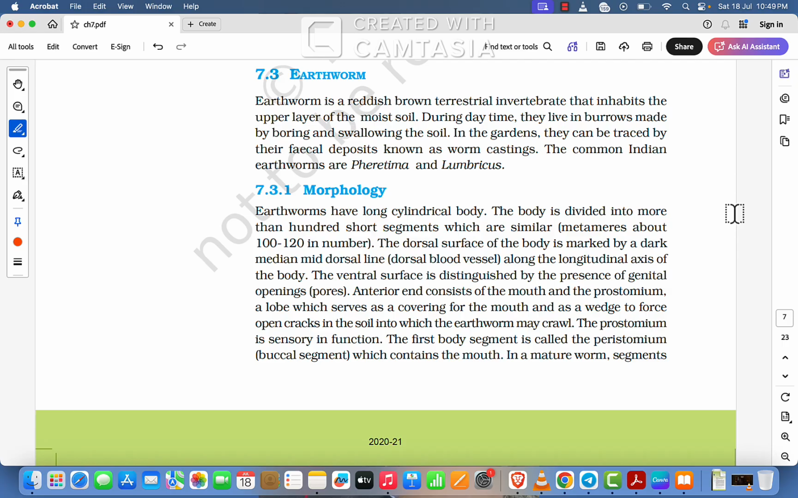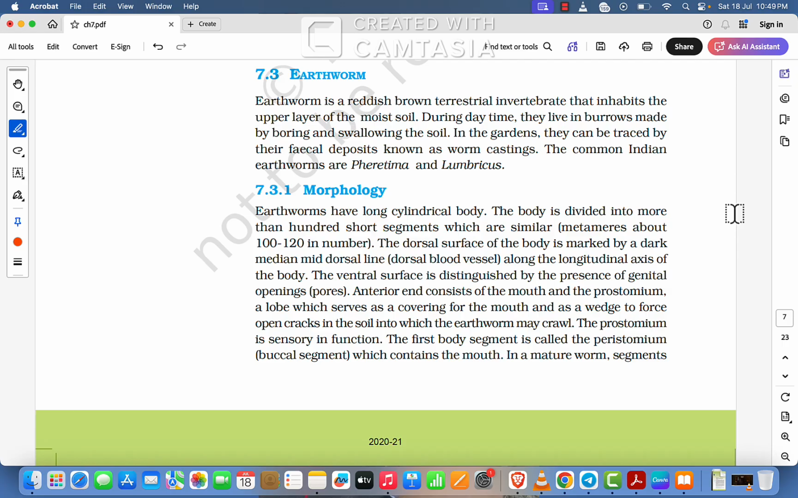The common Indian earthworms, Pheretima and Lumbricus. Morphology: earthworms have a long cylindrical body. The body is divided into more than 100 short segments, which are similar metameres, about 100 to 120 in number.